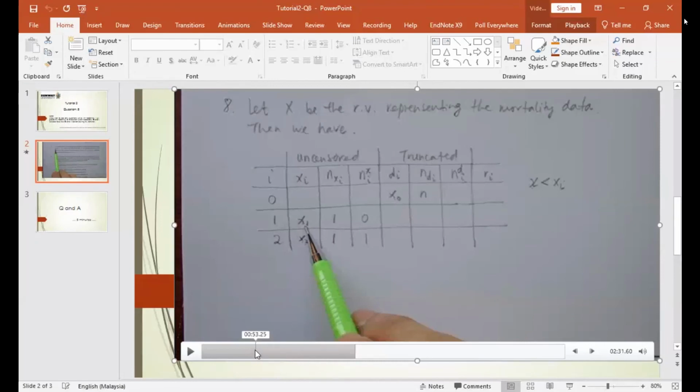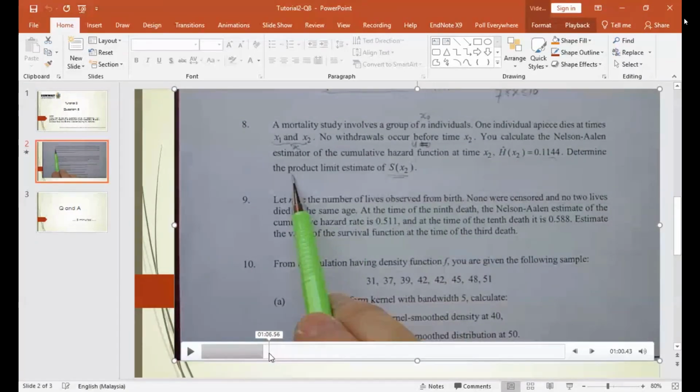If you look at the question here, we have two uncensored values, the death values. This is a mortality study involving n individuals. That is, at the beginning we have n individuals, and we assume it's an x0. Since the question gives x1, x2, that is the data dies at times x1 and x2. At the beginning, we just assume x0 for the data. That is for the truncation. You can put another alphabet if you want. Here I just take x0. You can put d here, no problem. And we don't have any withdrawal, which means all the u are 0.